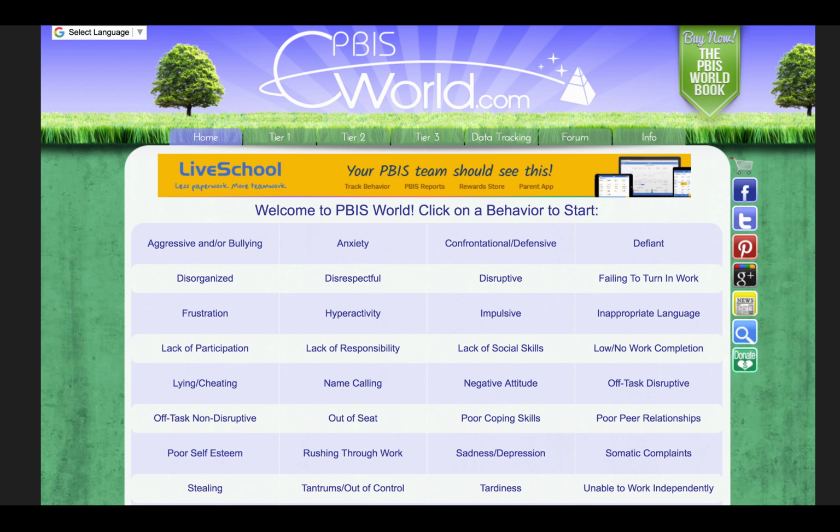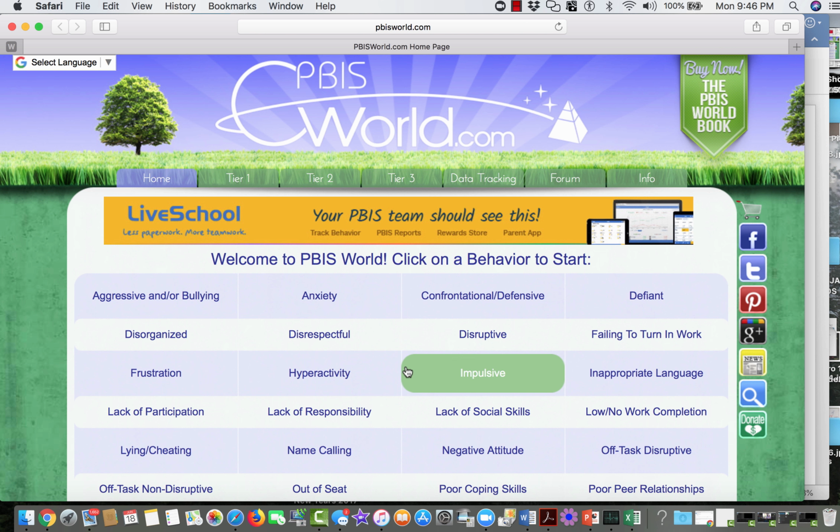World. PBIS stands for Positive Behavior Interventions and Supports. Notice up here that you can select a language. This is a free website. You'll notice that there are 3 tiers of interventions. There's also a forum from which you can post questions, and there's also data tracking.